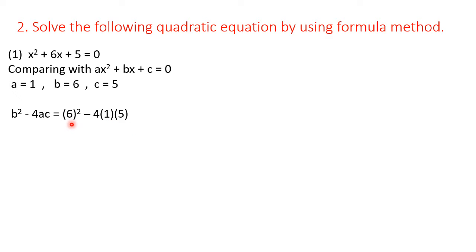So we have b square minus 4ac. What is the square of 6, children? The square of 6 is 36, and 4 1s are 4, 4 5s are 20. Now 36 minus 20 is nothing but 16. Okay, so once we get this, we write down the formula for this.